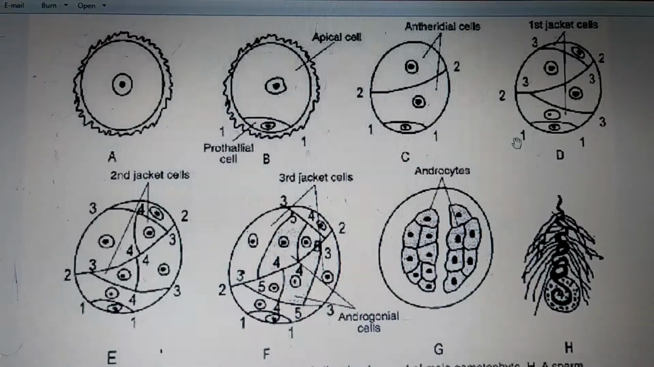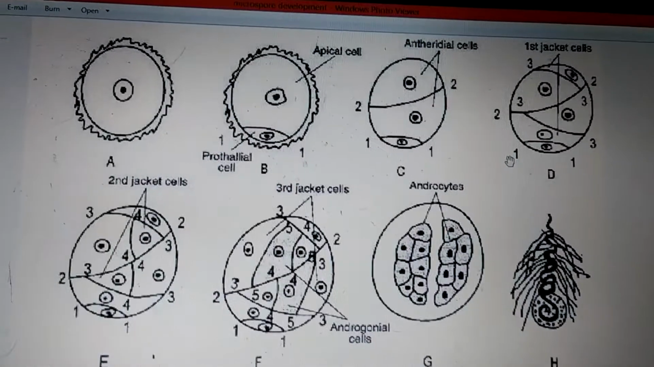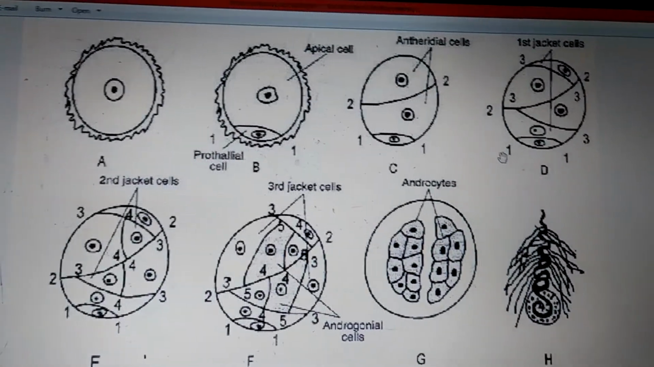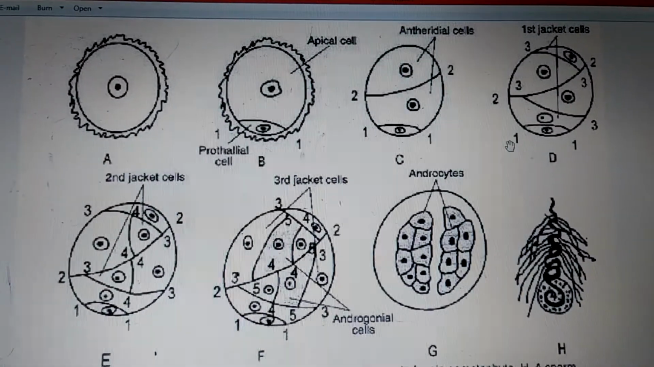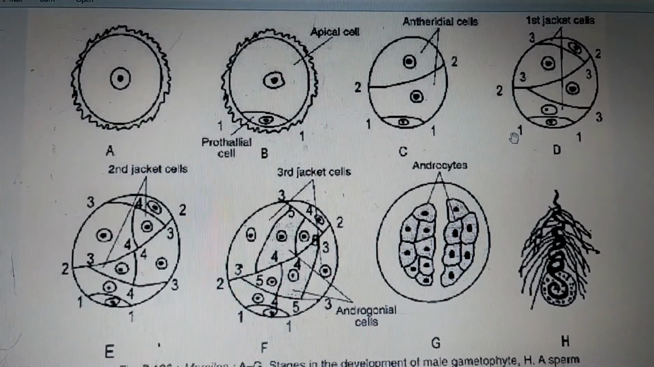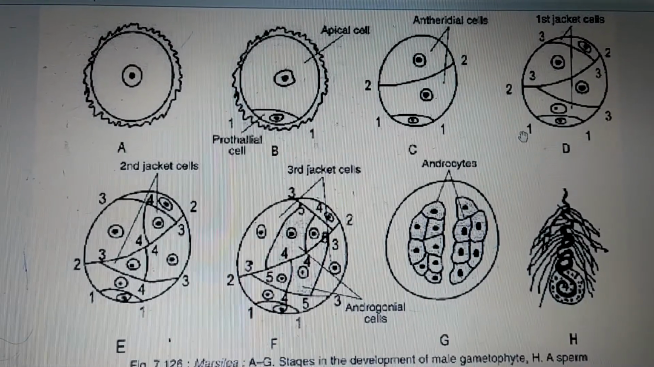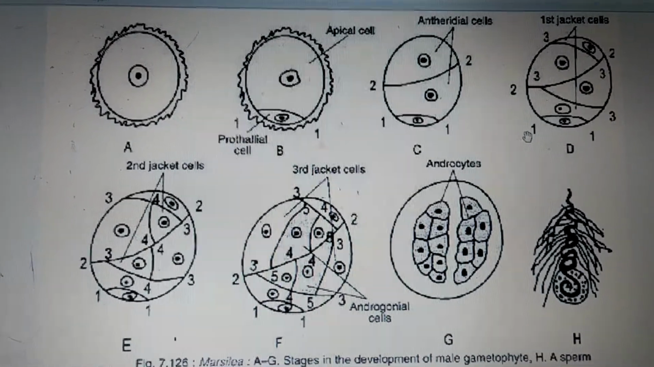Here we'll be discussing the different stages in the development of the male gametophyte in the case of Marsilea. As we all know, Marsilea is heterosporous, in the sense that it produces two different types of spores, mega as well as microspores, which germinate into female and male gametophytes respectively.